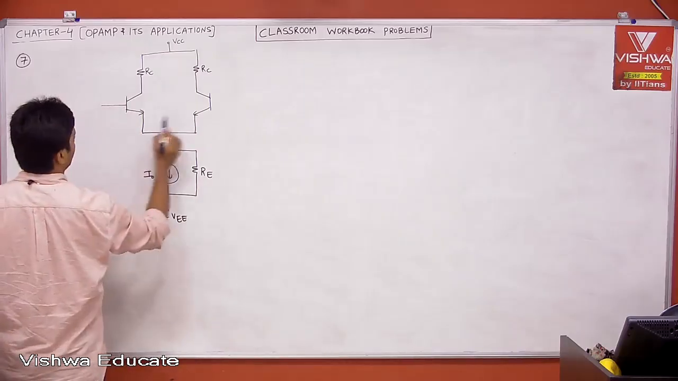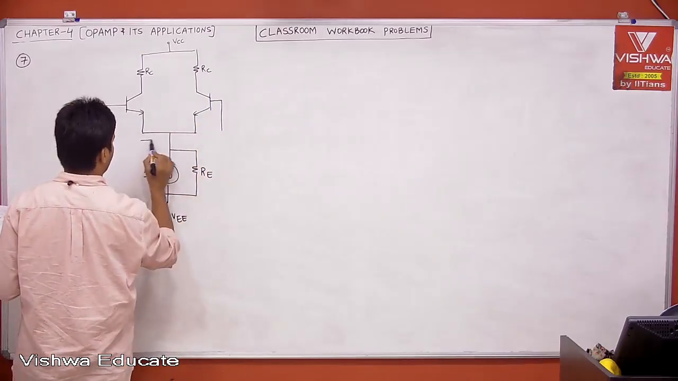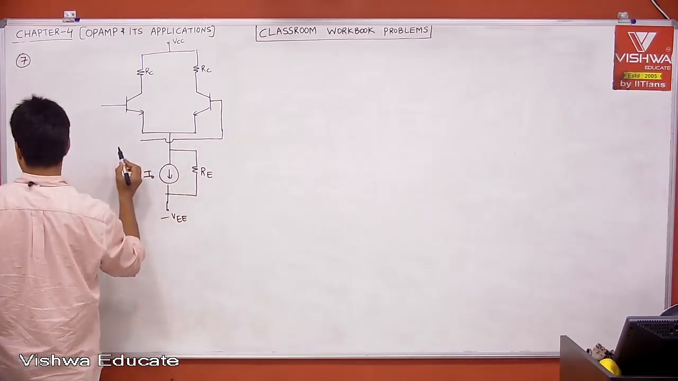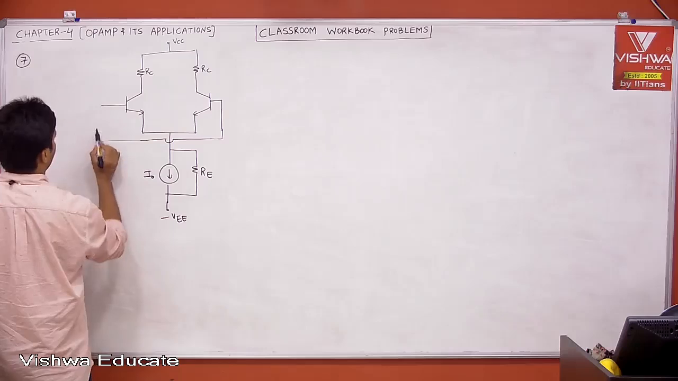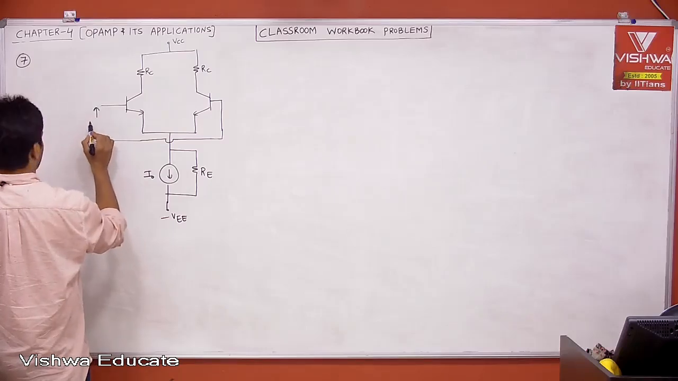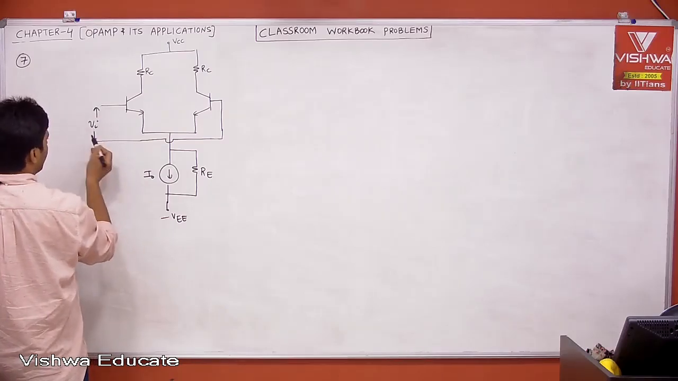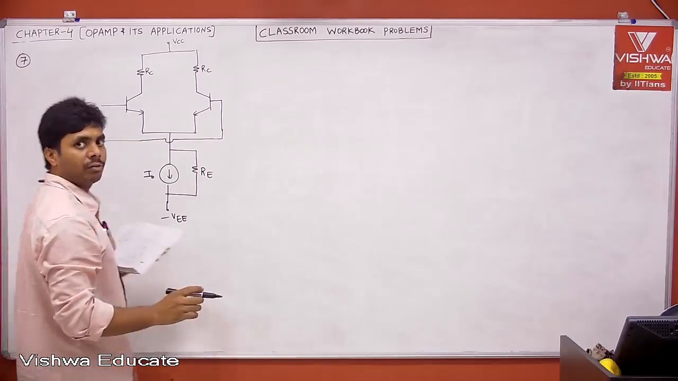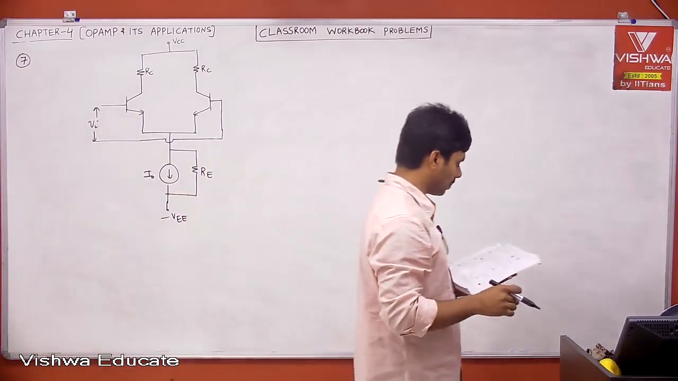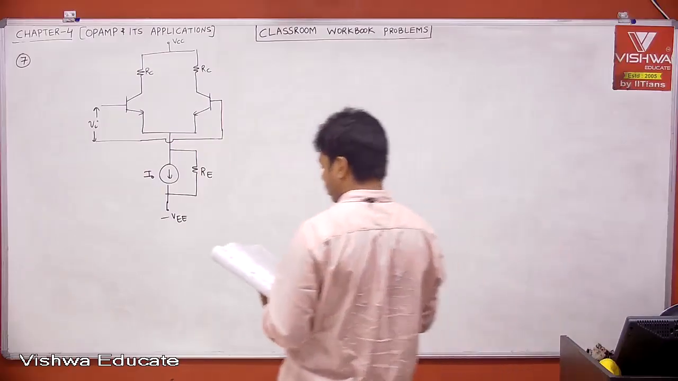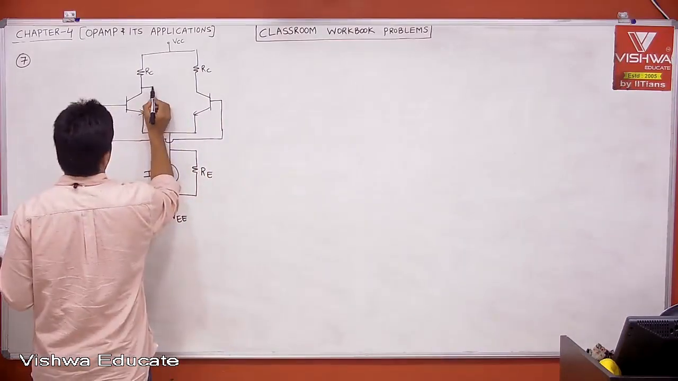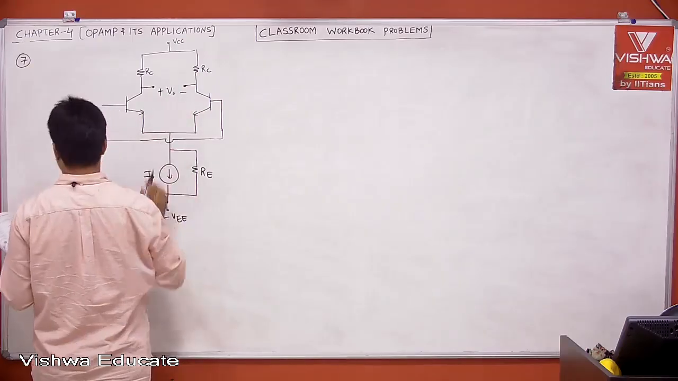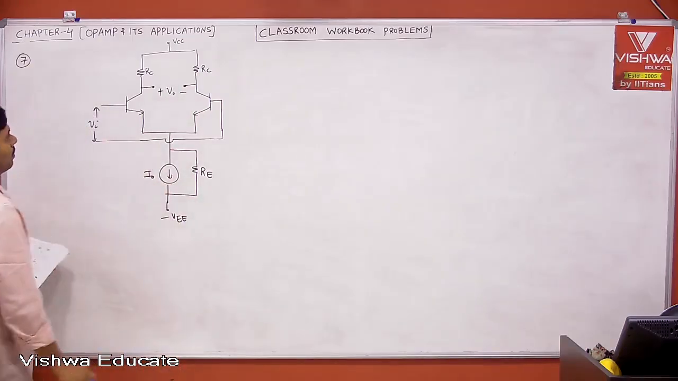Now, input is applied. This is VI. Basically, according to our notation, this is V1, V2. V1 minus V2 is nothing but your VD, the differential input voltage. Now, what is he saying? And this is your V0, plus minus V0. And this is VI.